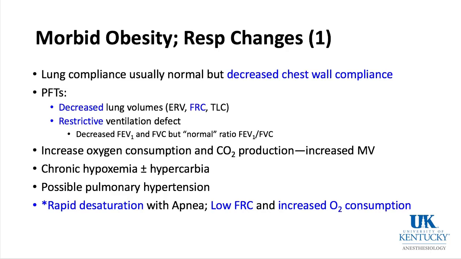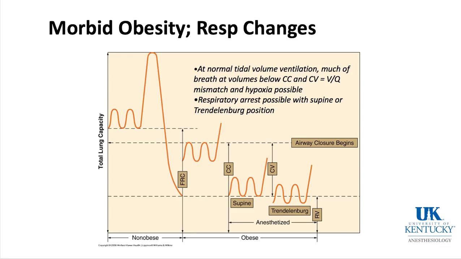When you put them to sleep and they stop breathing, they rapidly desaturate for several reasons. One, their FRC is very low, and two, they're using more oxygen. Those two reasons are the major reasons for rapid desaturation in the morbidly obese patient when they become apneic.